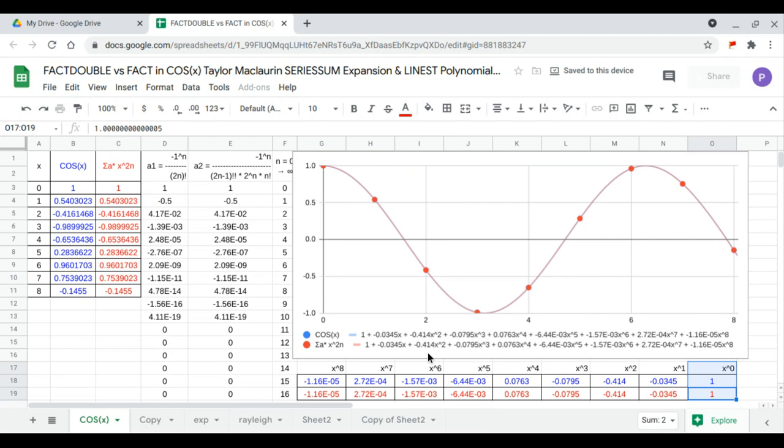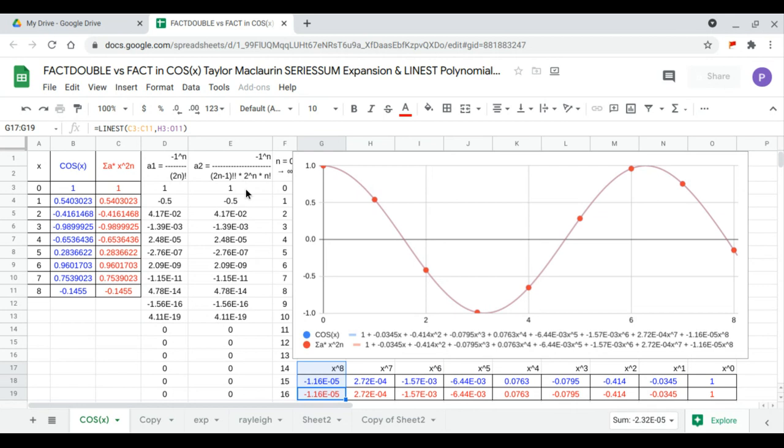Coefficient of x to the 0, 1. Coefficient of x minus 0.0345. Coefficient of x squared minus 0.414. Coefficient of x cubed minus 0.0795. Coefficient of x to the fourth 0.0763. Coefficient of x to the fifth minus 6.44 times 10 to the minus 3. Coefficient of x to the sixth 1 minus 1.57 times 10 to the minus 3. Coefficient of x to the 7, 2.72 times 10 to the minus 4. Coefficient of x to the 8 minus 1.16 times 10 to the minus 5.